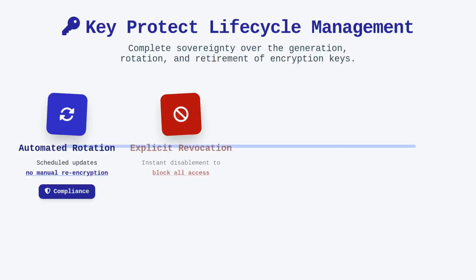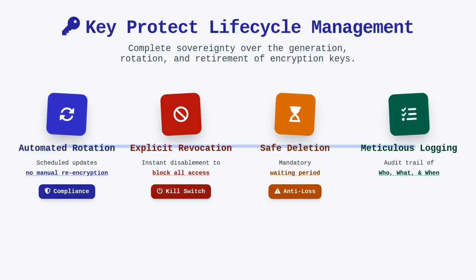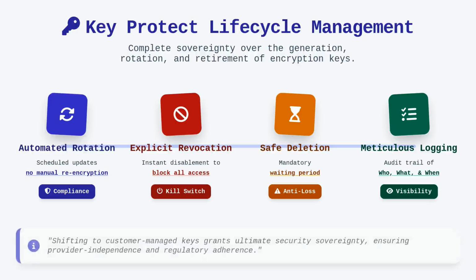Beyond rotation, the service allows for explicit revocation, where you can disable a key to immediately and completely block access to all data that depends on that specific key. This capability serves as an ultimate kill switch if a security breach occurs or if you need to perform an emergency decommissioning of a service. Once a key is scheduled for deletion, Key Protect imposes a mandatory waiting period, ensuring that you do not inadvertently lose access to your data permanently. Meticulous logging of every lifecycle event ensures that your security teams maintain perfect visibility into who performed a key action and when it occurred.